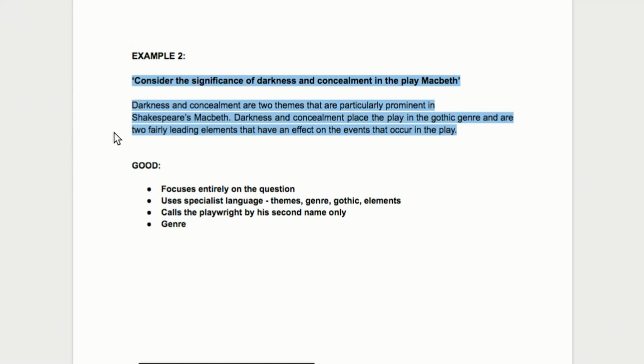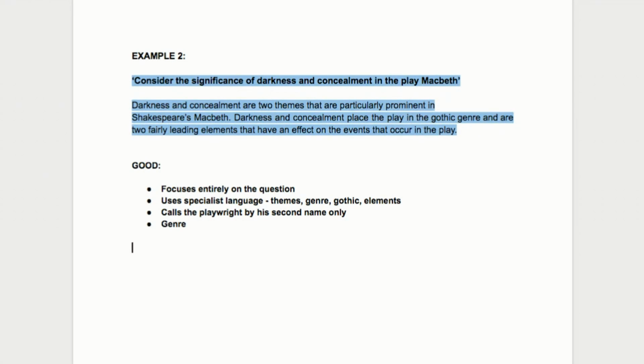So even though it's short, it's got a lot good about it, especially the fact that it's really focused, and especially the fact that it does answer this question and shows through only a few different words an awareness of essay style and essay elements, the types of things that you would talk about in an essay, for example, element, genre, and calling the playwright by his second name.